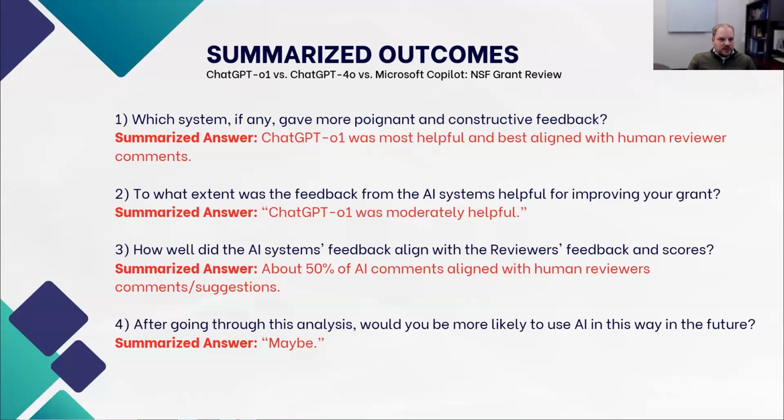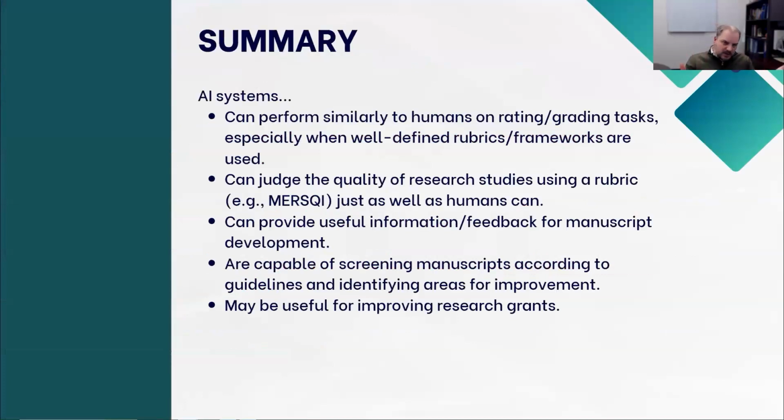All right, so we've made it here to the end, so I just want to give you the mile-high summary or overview of what we've covered and what some of our very, very preliminary pilot evidence is suggesting. In summary, our pilot preliminary evidence does start to suggest that AI systems can perform similarly to humans on rating and grading tasks, especially when the AI system is given a well-defined rubric or framework to work with. Additionally, these AI systems, it seems, are able to judge the quality of research studies, again, using a rubric such as Mirsky, just as well as humans can.